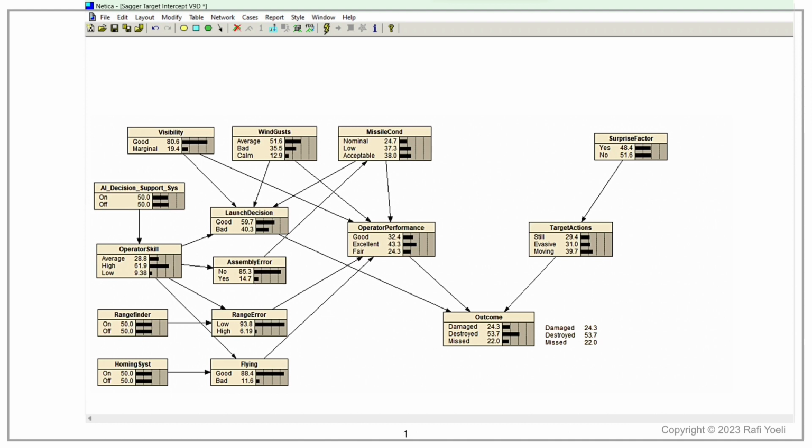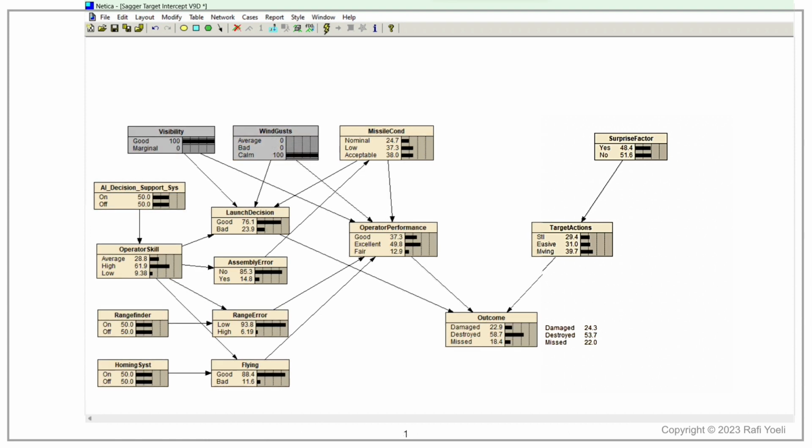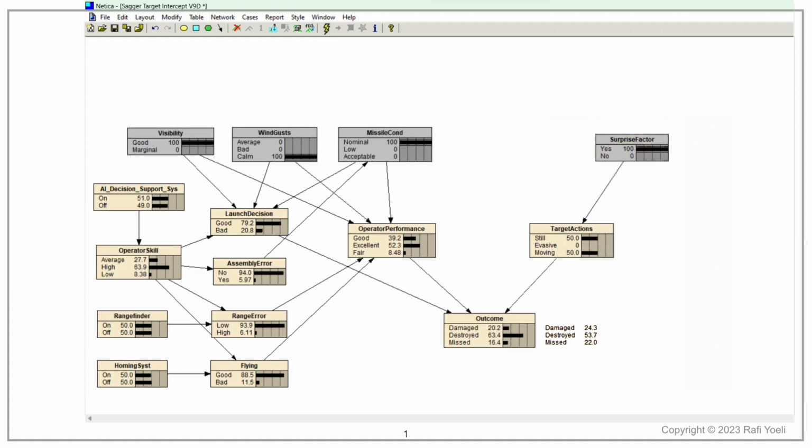Let's now say we click on the state named good of the node named visibility to make it 100% true. Then we do the same on the wind gust node to represent no wind gusts, and then on the missile condition node, to represent 100% nominal, meaning no defects. Once these are set, we can immediately read that the probability of destroying the target has gone up to 60.3%. If we now also choose to state that this was our first missile fired at this target, meaning that we had the surprise factor on our side, then we get to 63.4% probability of target destruction on the outcome node.